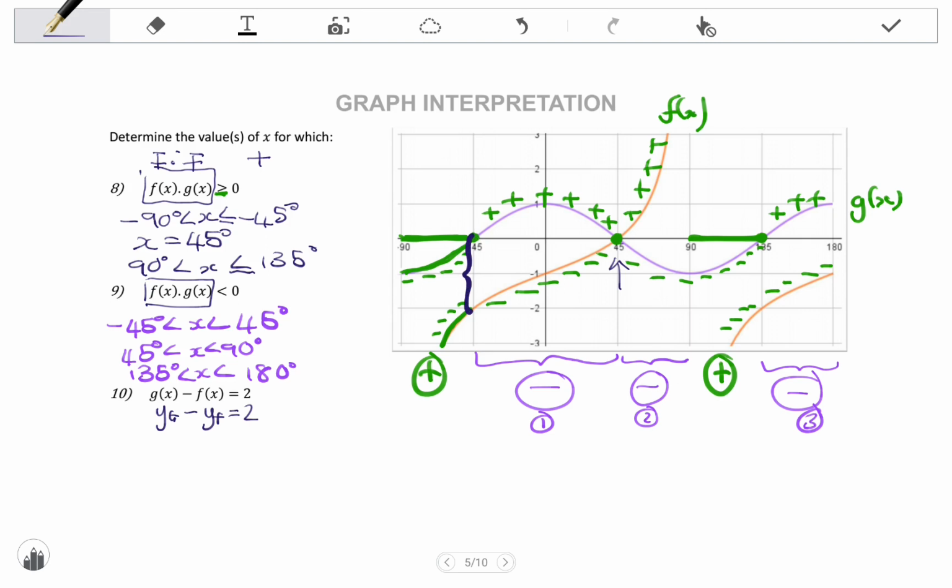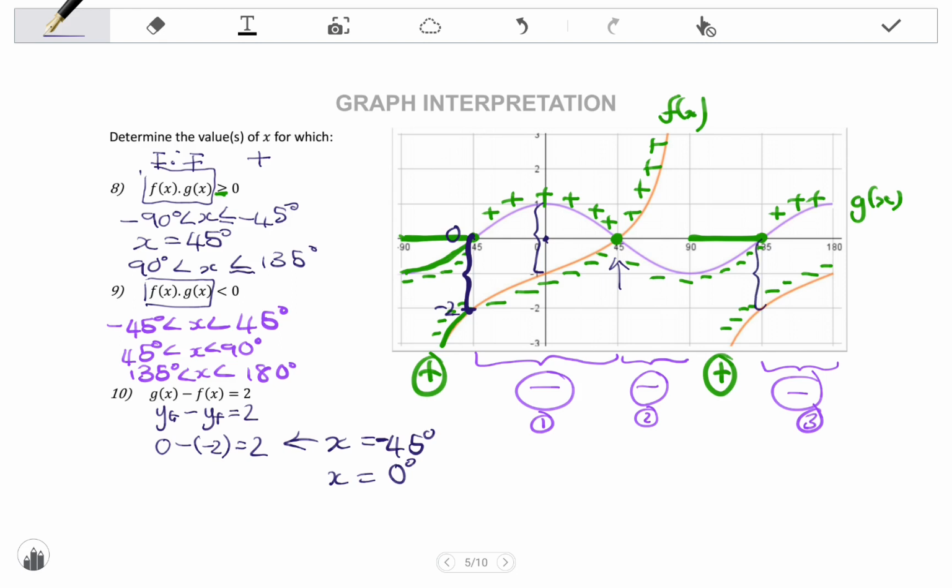So the y coordinate for g of x here is 0. The y coordinate at f of x here is negative 2. So 0 minus negative 2 would give us 2. This happens where x is equal to negative 45 degrees. Where else does it happen? Here I have a difference of 2. 1 minus negative 1 is a difference of 2. That happens at the x-coordinate of 0, so x equals 0 degrees. So where else do we have a difference of 2?